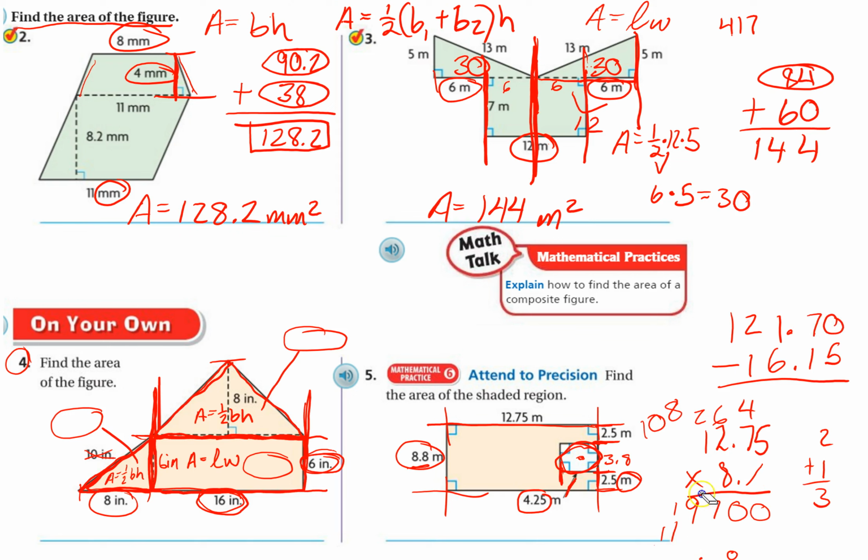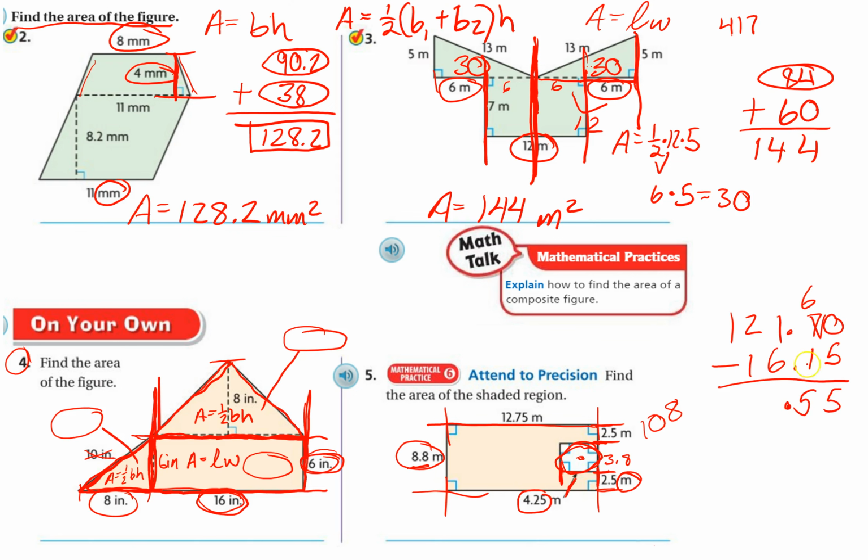Oh my goodness, I can't believe I made that goof. Now let's see if I get an answer that seems more reasonable. Okay, still have to borrow. Decimals lined up because I'm subtracting. Uh-oh, I think I made another error somewhere. I'm getting 105. Okay. What did I do wrong?